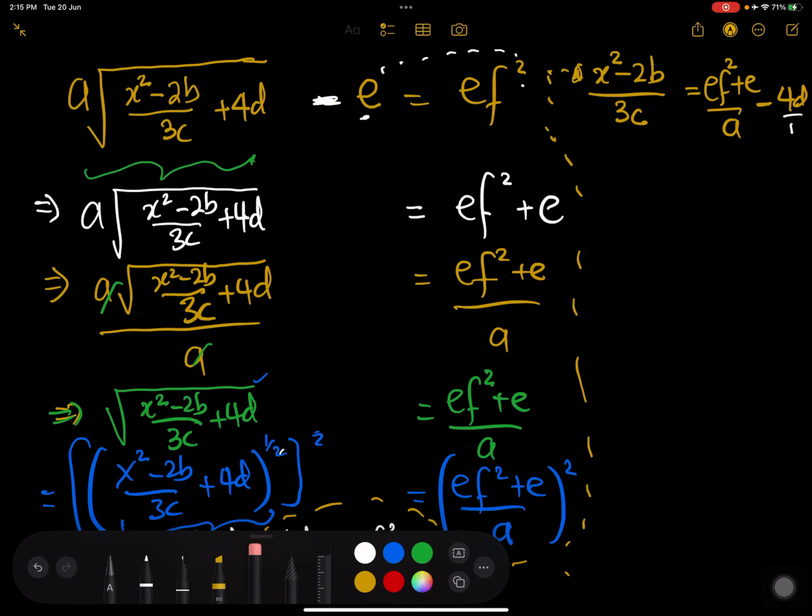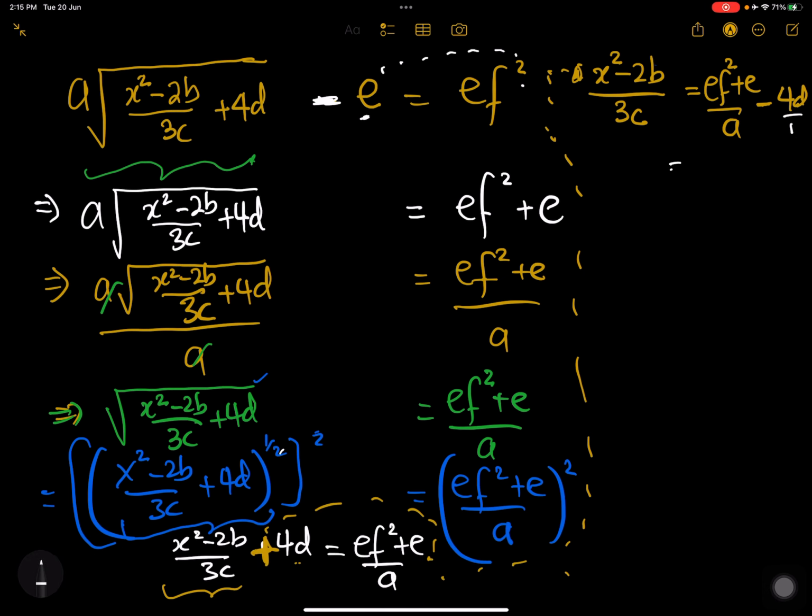We're going to multiply the 1 by the EF squared plus E, and then we're also going to multiply the A by minus 4D, and then we're having this divided by A times 1. If the sign here was an equal to sign, we wouldn't have to multiply the A times 1. But this is subtraction of fractions, so that's what we do.